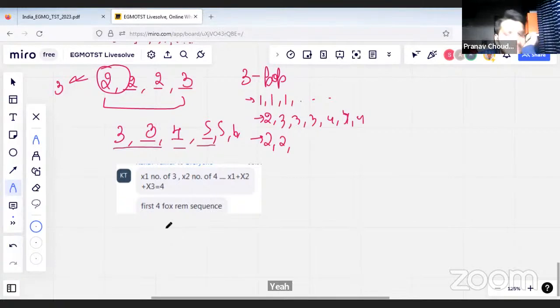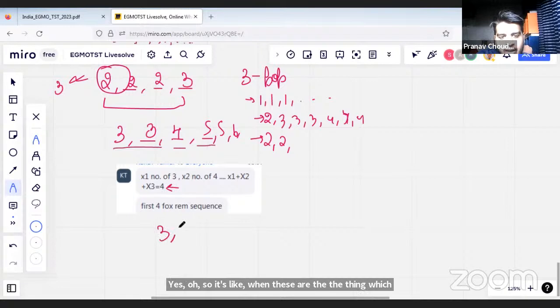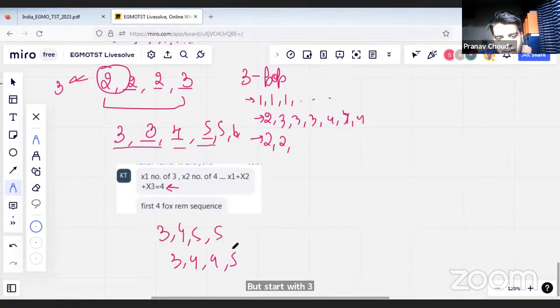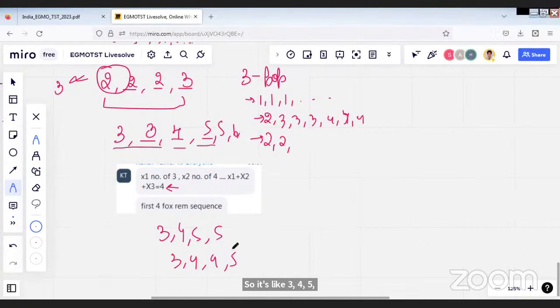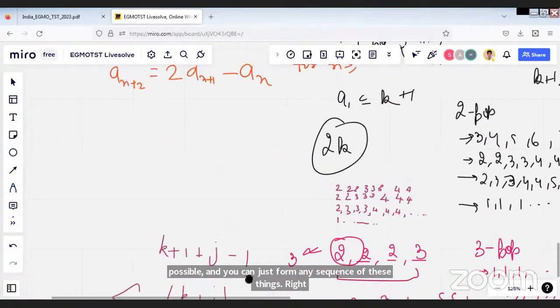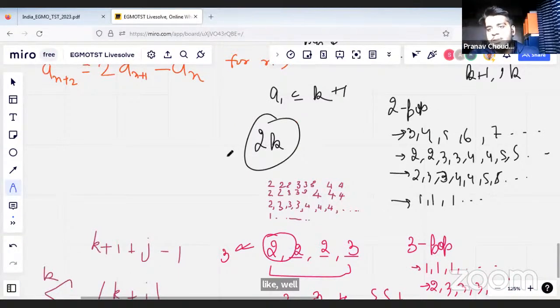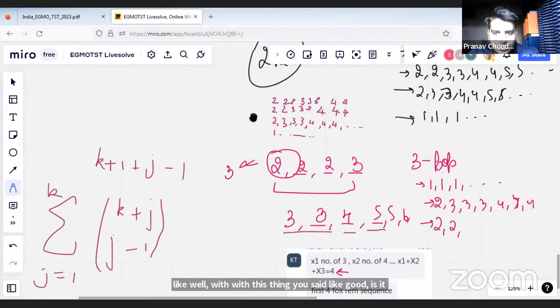Oh, so then these are the things which you wrote in chat. This is for the 3-pop sequences which start with 3, right? Yes. So 3, 4, 5, 5 is a possible thing. 3, 4, 4, 5 is possible. And you can just form any sequence with these things, right? Yes, it should be valid. I didn't check that. It should be valid with this thing you said, x(n+k+1) minus x(n+k) equals x2 minus x1. Whatever. Where was it?